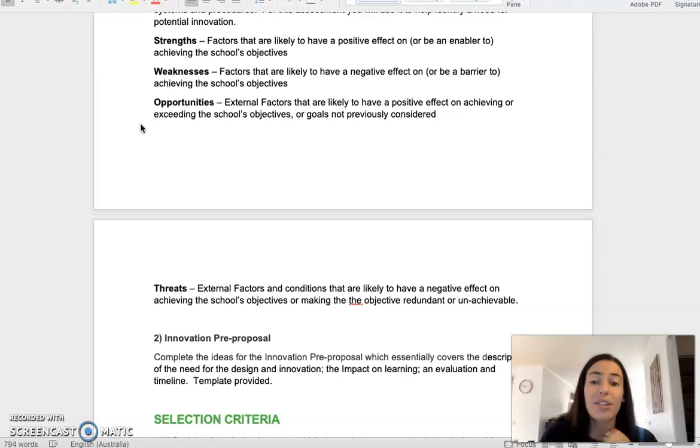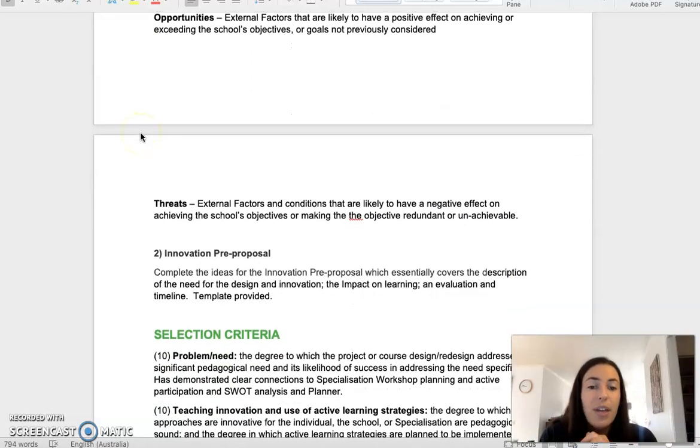So what are some external factors that are likely to have a positive effect on achieving or exceeding the school's objectives or goals that were not previously considered? So what are some extras, bonuses, essentially, on top of this? When we're looking at threats, we're looking at what are some factors or conditions that might have a negative impact on me achieving the school's objectives or being able to fulfill this innovation. So threats can be something like the cost of it.